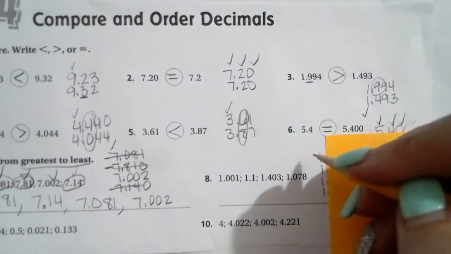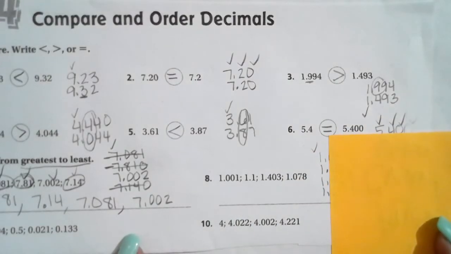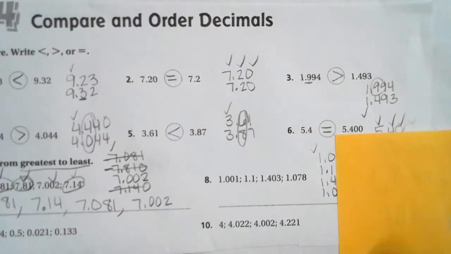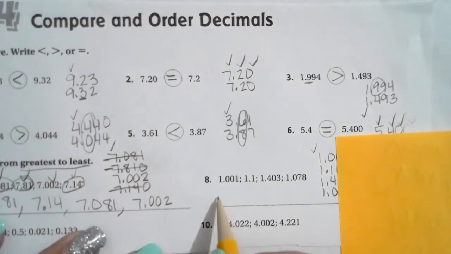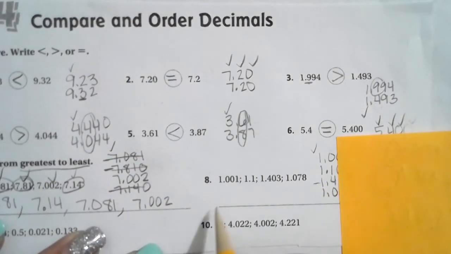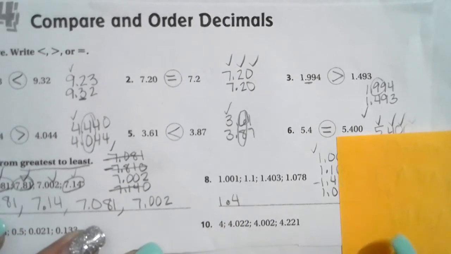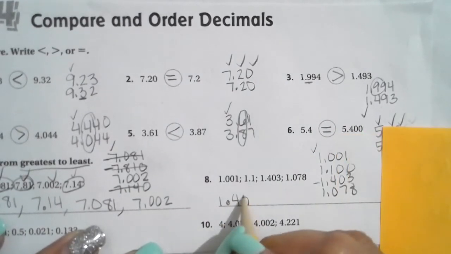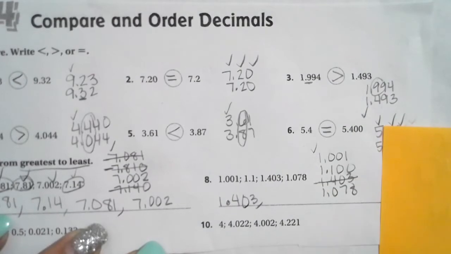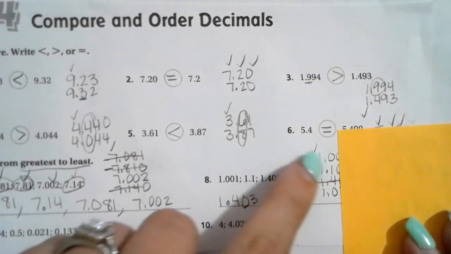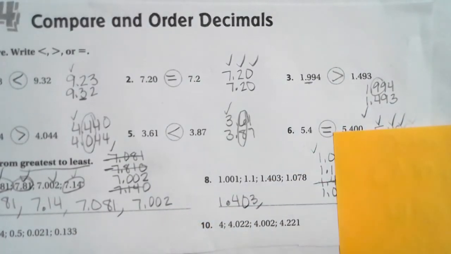1, 1, 1, 1, 1. They're all equal. My decimals are lined up. I have 0, 1, 4. My 4 is going to be the greatest. So I know it's this one right here, 1.4, and cover it to see the rest of the numbers, 0, 3, comma, that one I used. Then I have 0, 1, and a 0. That 1's going to go next.